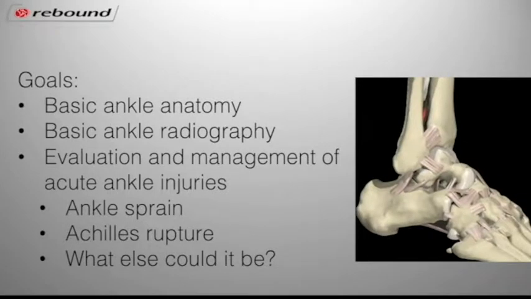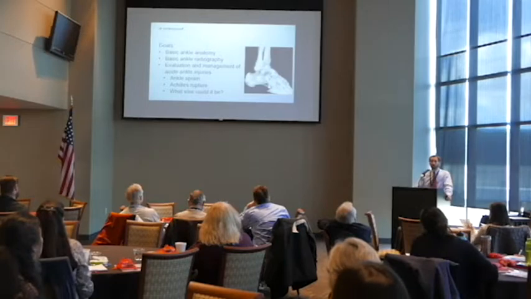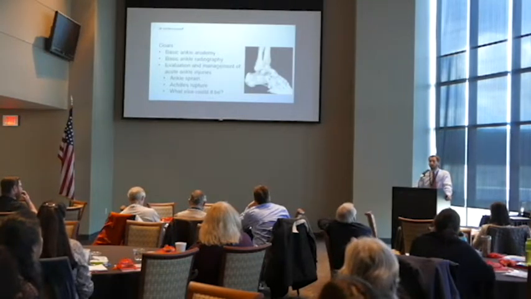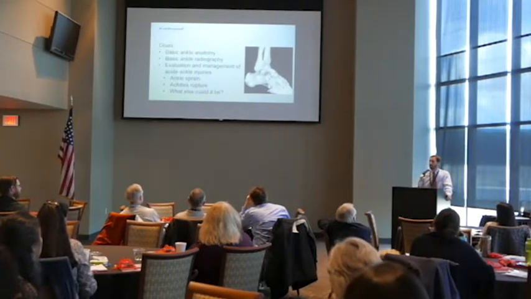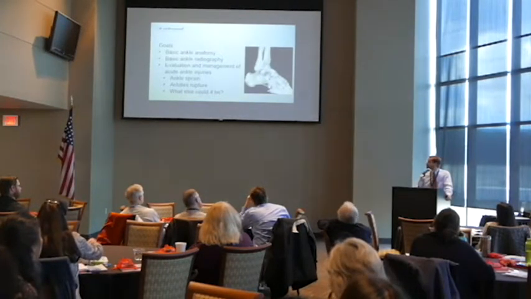As far as the goals for today's presentation, first of all, I want to get us all on the same page, talking about some basic ankle anatomy and basic ankle radiography. We'll talk a little bit about how we initially evaluate an acute ankle injury and some of the management strategies there. And we'll talk about some of the more common injuries, such as ankle sprains and Achilles ruptures, and then a little bit about what else it could be. Someone came in with an ankle injury, we thought it was a sprain, but it just doesn't seem to be getting better. What are the things we need to look for as far as that goes?